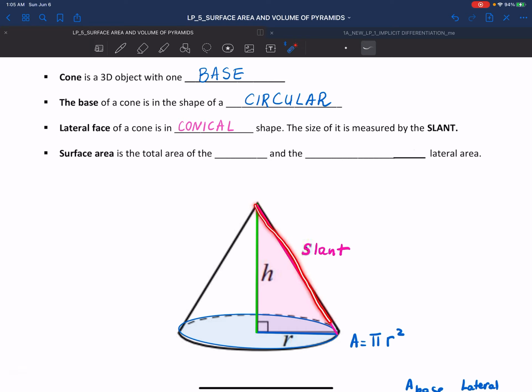Here is the slant again. The slant, remember, in a cone would be the length of the line that connects the highest point of the cone with any point on the circumference. The surface area of the cone is the area of the base and the area of the conical lateral area.